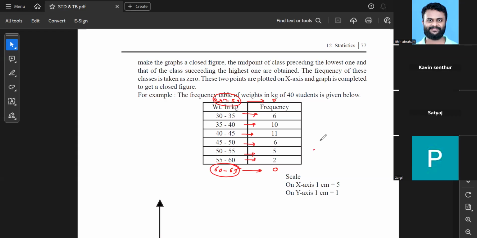When we plot these points, we get a closed figure, because we already have the x-axis. So this looks like a polygon. Hence it is called a polygon, which is plotted by the frequencies. Hence it is called a frequency polygon.